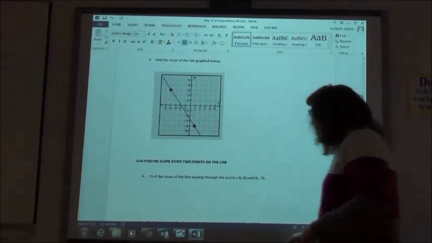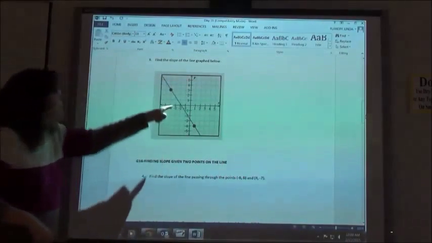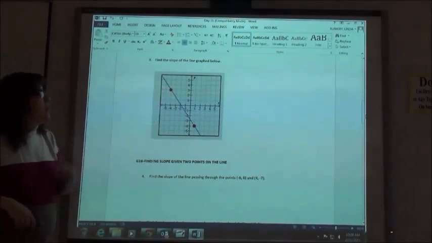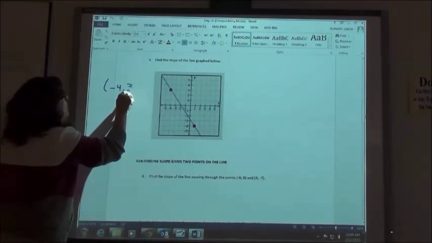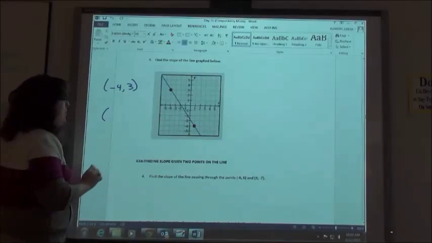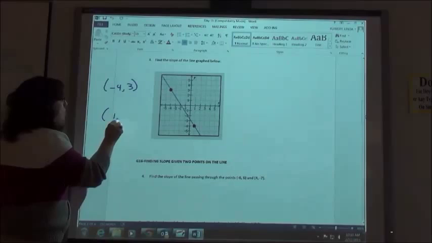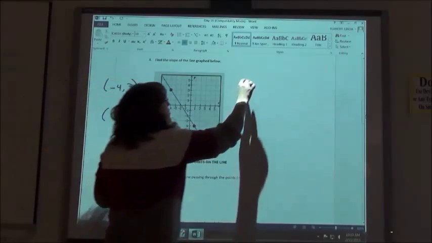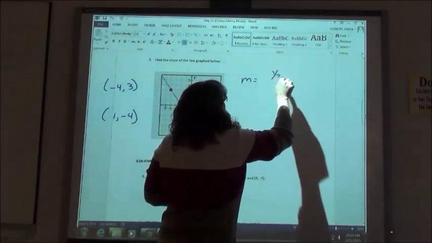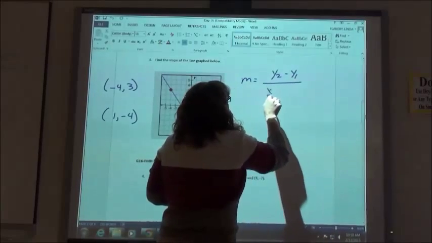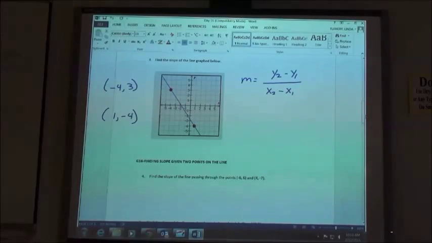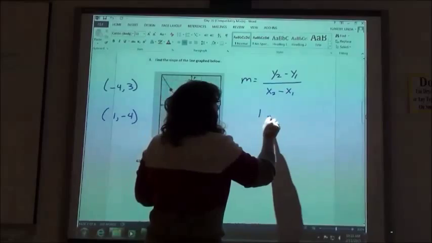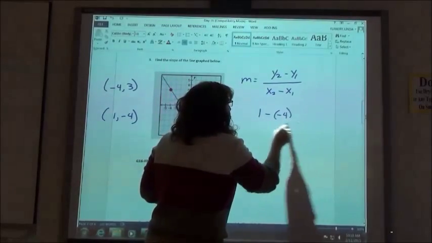So number 3, if we want to find the slope of our line, the first point on the left here, what are my coordinates? -4 and 3. -4, 3. And the second one is at? 1, -4. 1, -4. So my slope, I'm going to do the change in y over the change in x. So y2 minus y1, I would do? 1 minus -4. 1 minus a -4.